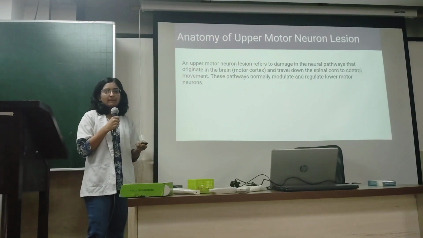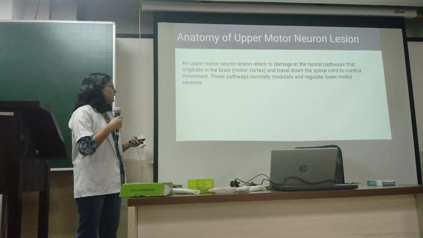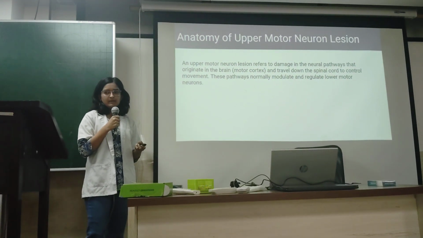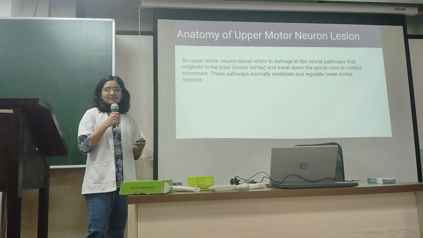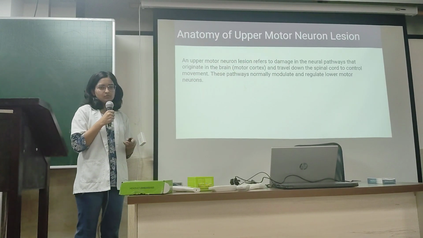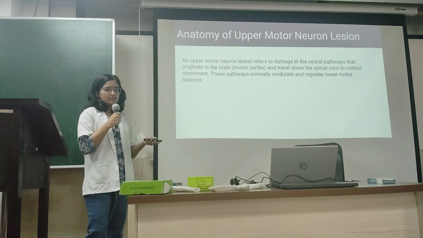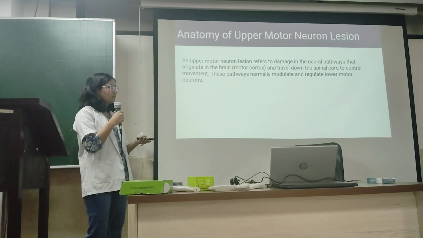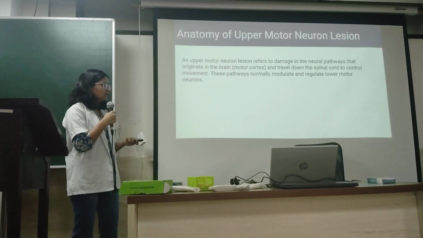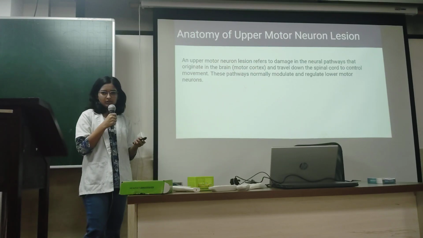Upper motor neuron lesion. An upper motor neuron lesion is caused by damage in the pathway that originates in the motor cortex and travels through the spinal cord to control movement. These pathways normally modulate and regulate the lower motor neuron.